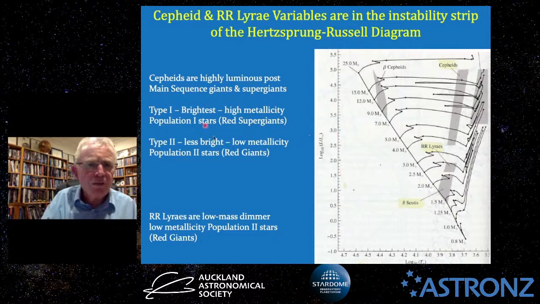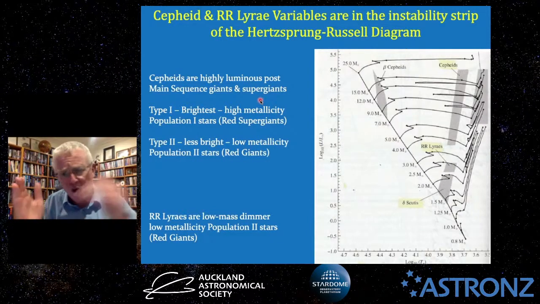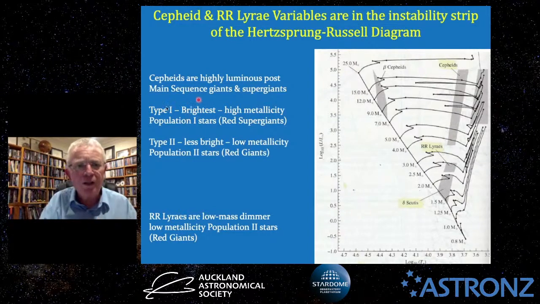So I think I pretty much summarised that all here. Cepheids, your highly luminous post-main sequence giants and supergiants. The type 1s are the big bright ones. They're the red supergiants sitting up here. The type 2, less bright, sort of older, low metal stars, population 2s, and these are red giants. And then your RR Lyrae stars are also red giants, but they're older red giants.